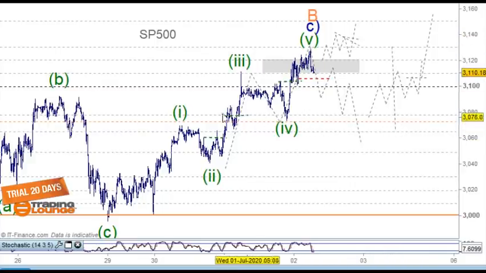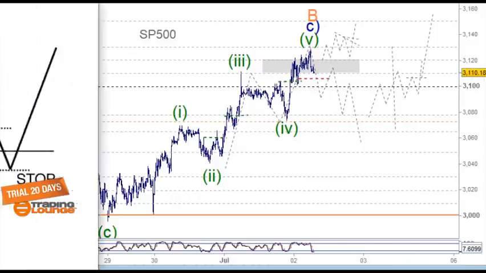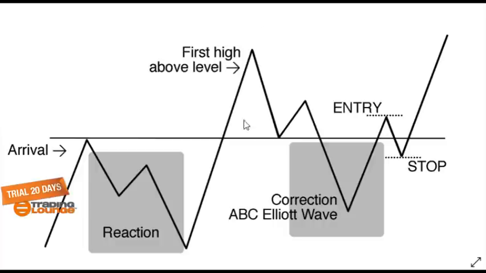And also too, if we consider the 3-1 here as the level, then we can also look for a classic trading levels pattern here as well. So we have the arrival, the reaction, the first high above the level, and then we have this move here, comes below the level, and then comes back up here. If it gets back up here, well, then we can go long from that point. But this first high here, that's incredibly important. We can go long above that. We can go long above the second high. And if it gets support over here, then fine.